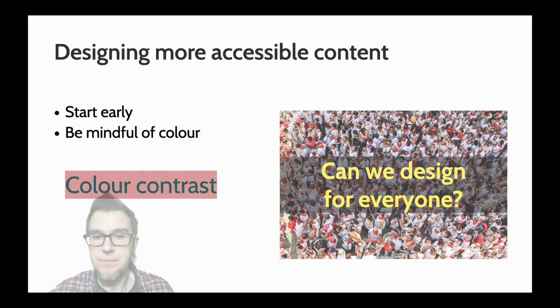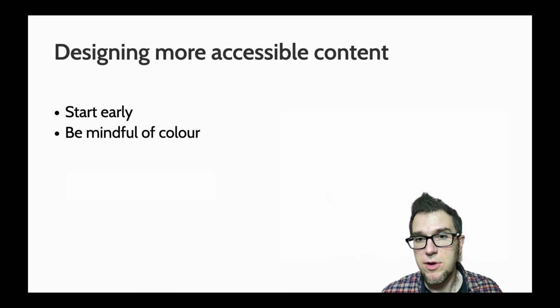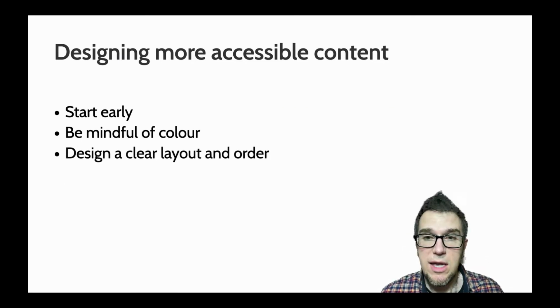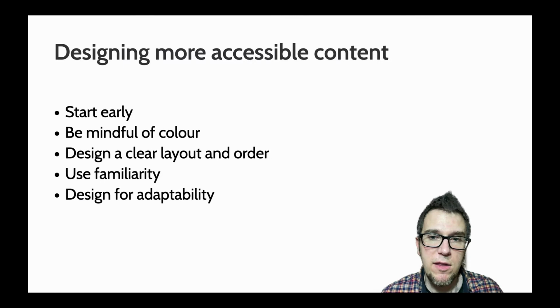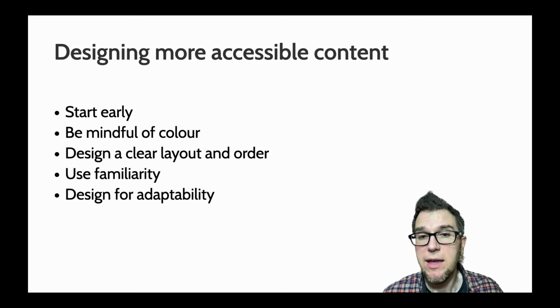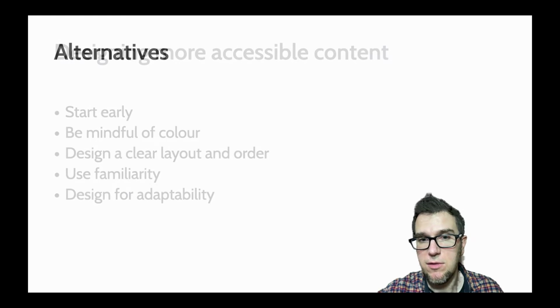Other aspects of designing for accessibility include designing a clear layout and order for your content, using familiarity to your advantage, common design patterns or iconography, for example, designing in adaptability and offering people choice. Some types of content need alternatives to enable people to access information in the way that suits them best. An example of designing for adaptability comes as alternatives.